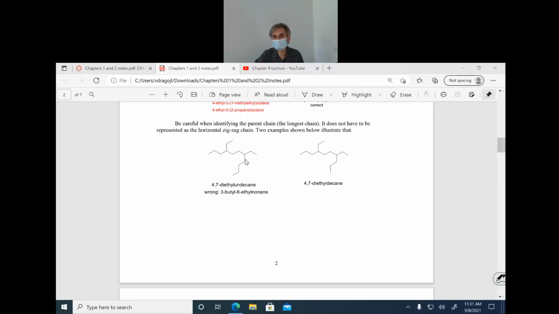And you can redraw it by straightening this chain and seeing that this is an ethyl substituent. Basically, you move this part up and then the ethyl also goes up, or actually down. Here is another related compound, 4,7-diethyldecane. Again, the chain goes down.